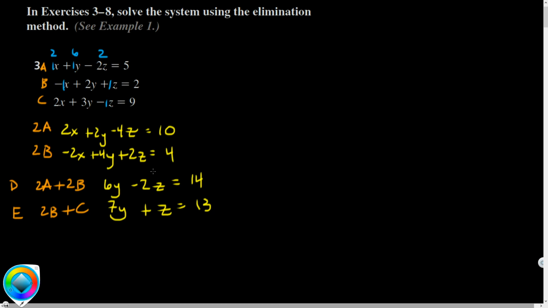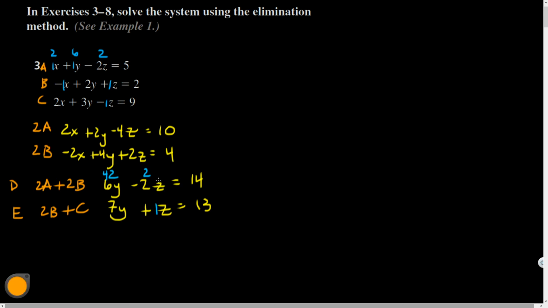So let's solve this system. You could choose, by the way, to go by substitution and solve for the z and go from there. That's fine too. But I'm going to use elimination. Between 6 and 7, 42 is the least common multiple, and between 2 and 1, 2 is the least common multiple. So I'm going to go for opposite z's here.